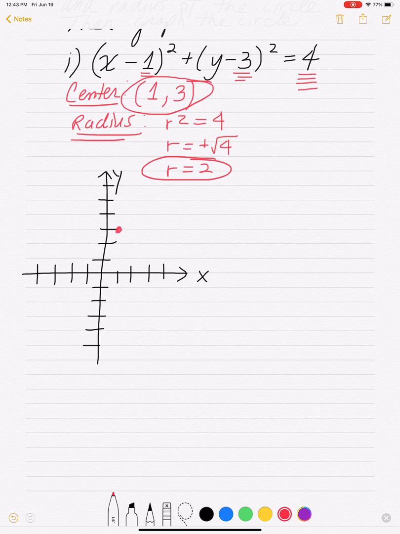Then we have to go out a radius of 2, so I'm going to go 2 in all directions. I'm going to go 2 to the right, 1, 2, or 2 to the east. I'm going to go up 2, or 2 to the north. I'm going to go 2 to the west, 1, 2 to the west. I'm going to go 2 to the south, 1, 2 to the south. Now I'm going to take those 4 points, north, south, east, and west. I'm going to try to draw a circle around the center.